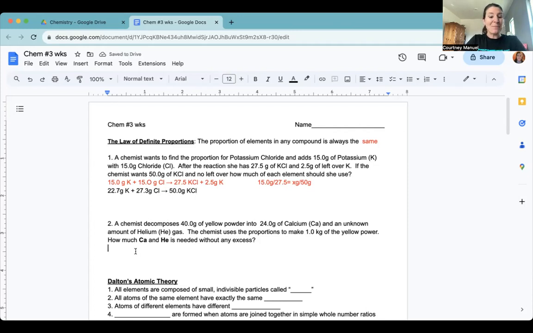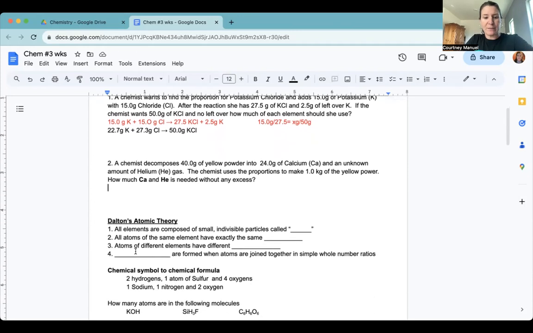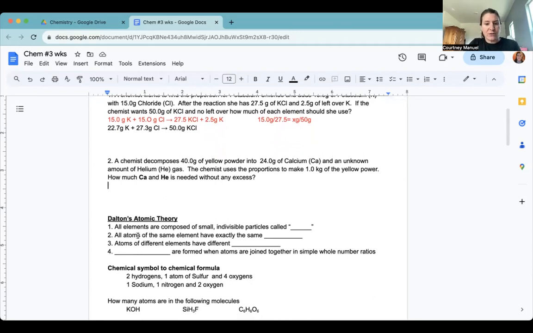A chemist decomposes 40 grams of yellow powder into 24 grams of calcium and an unknown amount of helium gas. The chemist uses the proportion to make a kilogram of the yellow powder. How much calcium and helium is needed without any excess? Okay, so decomposes means you're going to take a big thing and break it down. So we have our 40 on one side. Let's make this red again so you know where I'm working.